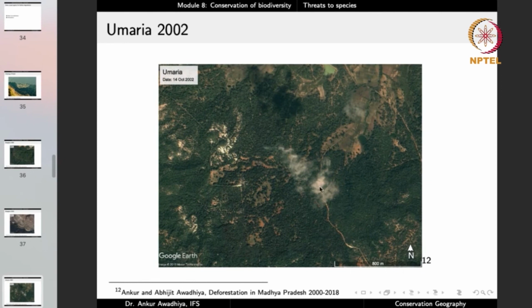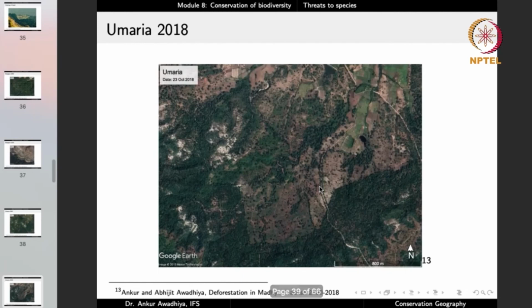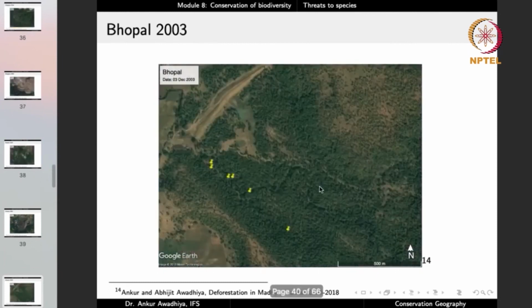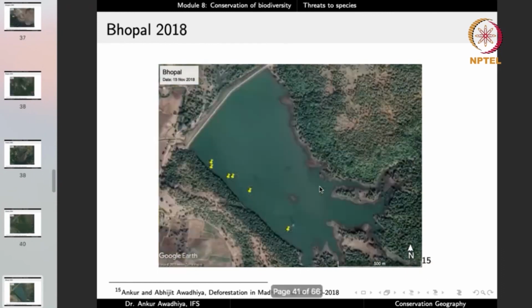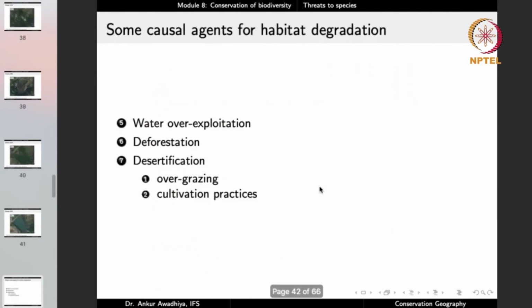And if you look at all of these forests, this is in 2002, this is 2018. The forests have been cut down and converted into agricultural fields. This is from Bhopal district. So Bhopal in 2003, Bhopal in 2018. All of these trees are now lost because this area was converted into a small dam. So these are all different examples of habitat degradation.